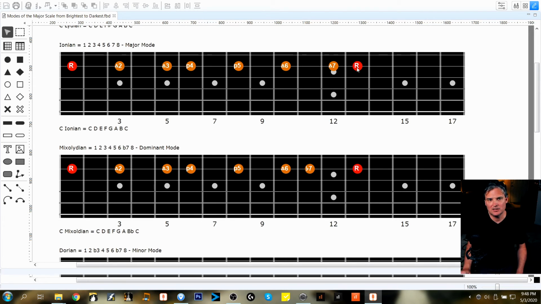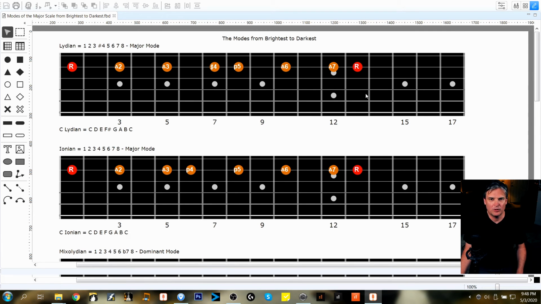Now that you understand the intervals and how we determine those intervals, let's get back to the modes from brightest to darkest. So the Ionian mode, we could simply describe it as 1, 2, 3, 4, 5, 6, 7, 8. And that is the equivalent of saying root, major second, major third, perfect fourth, perfect fifth, major 6, major 7th, and then the octave. So it's just easier to think about simply 1, 2, 3, 4, 5, 6, 7, 8.